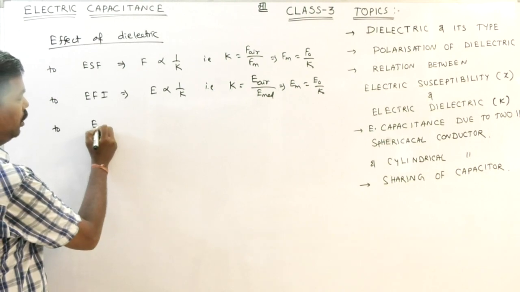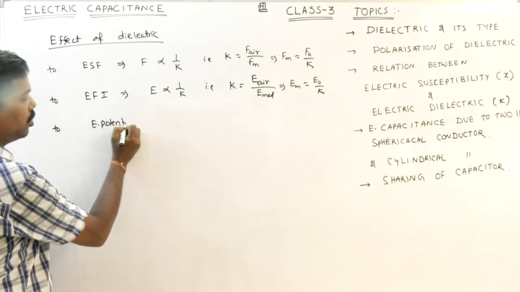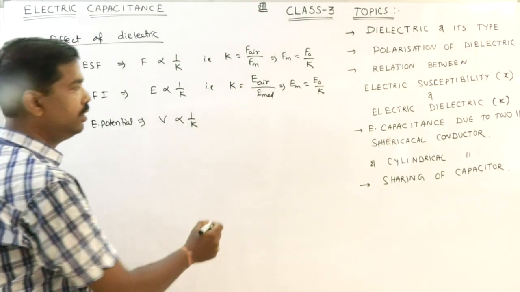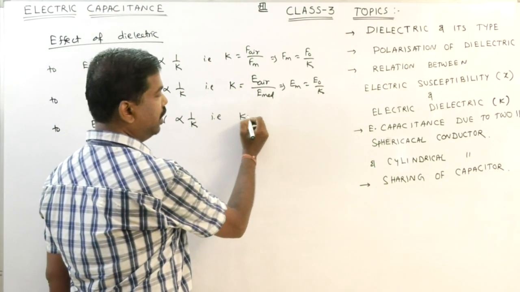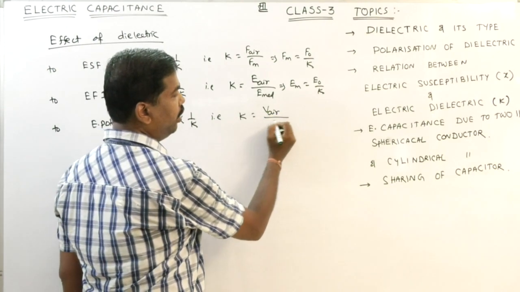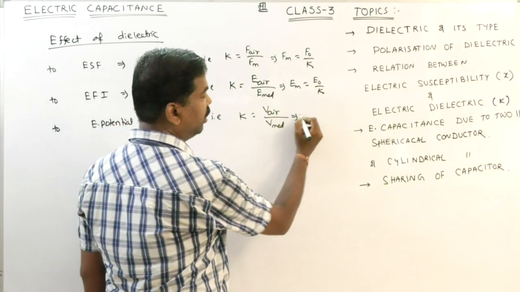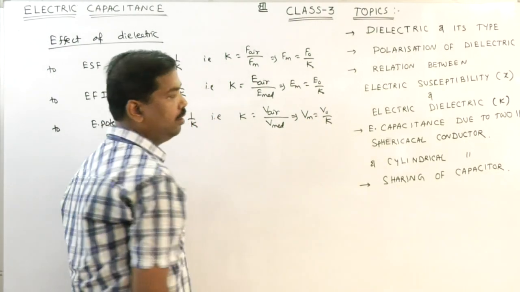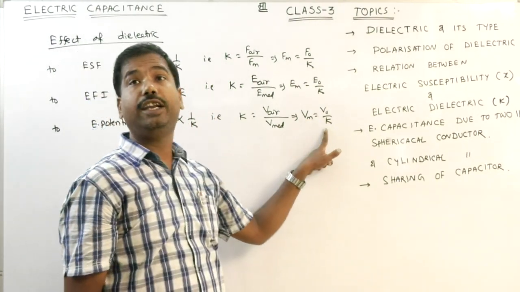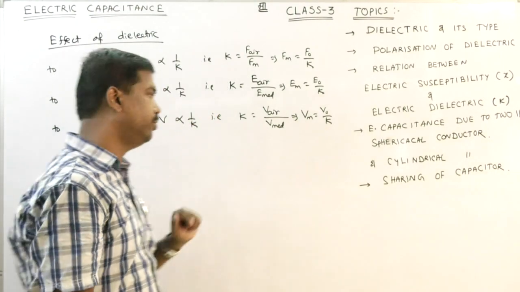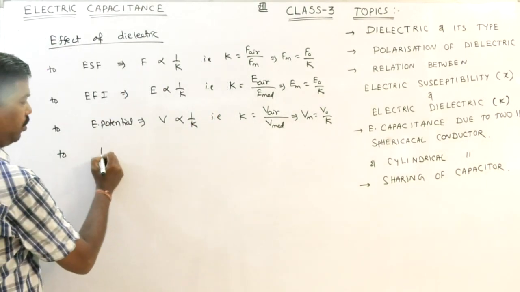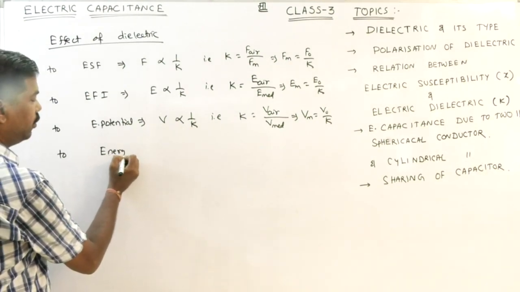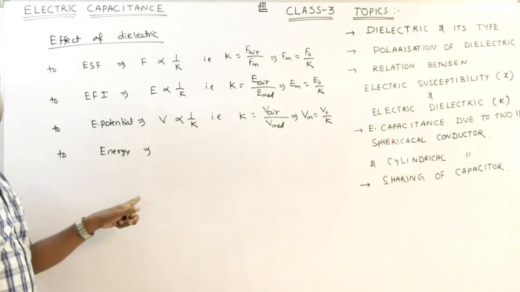On electric potential: V is also proportional to 1 by K. That is, K is equal to potential in air by potential in medium. Therefore, potential in medium is equal to V0 by K. Again, with increase in dielectric constant, potential also decreases. On electrostatic energy, clear?